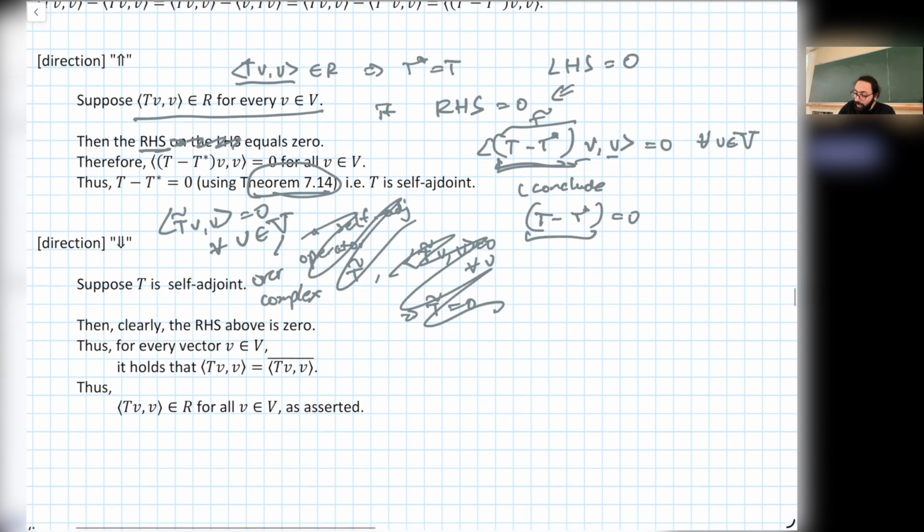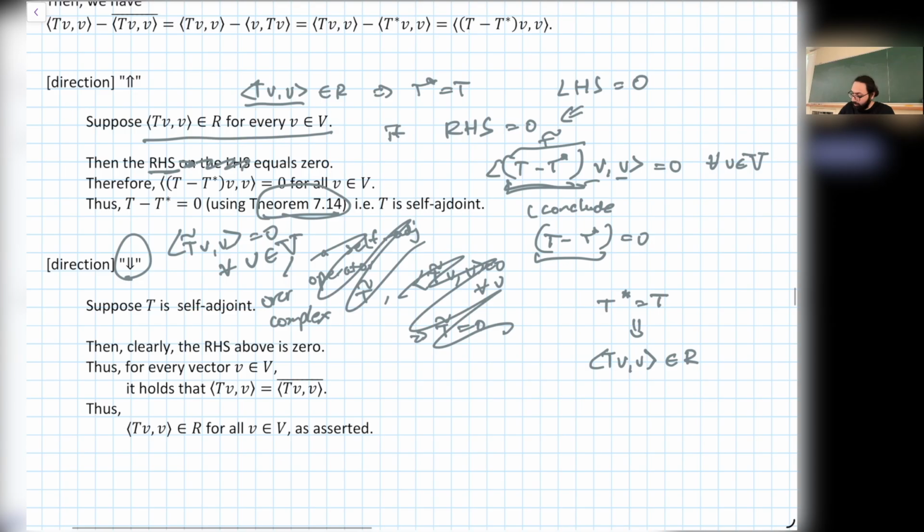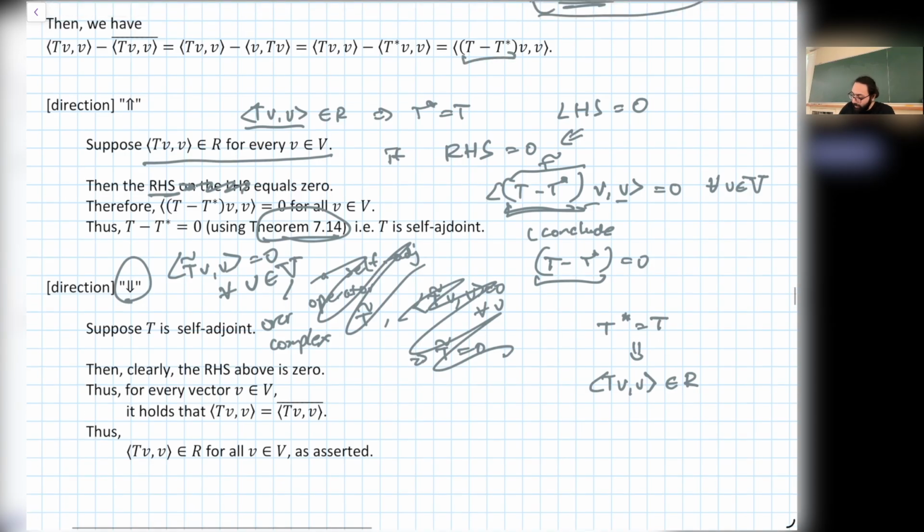Now let's do the other direction. The other direction is T star equals T, and from this we want to conclude that TVV must be real. This direction is much simpler, because the RHS vanishes. Why is the RHS 0? The RHS is 0 because T minus T star is 0, so it gives you a 0 vector, and an inner product with a 0 vector is 0.